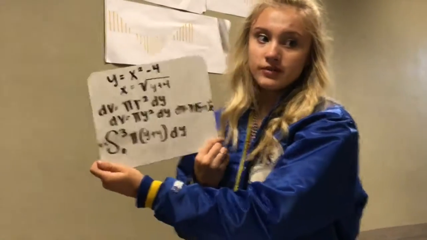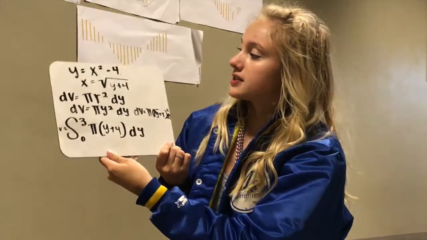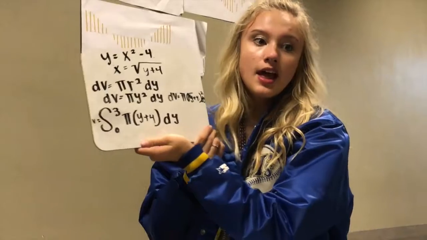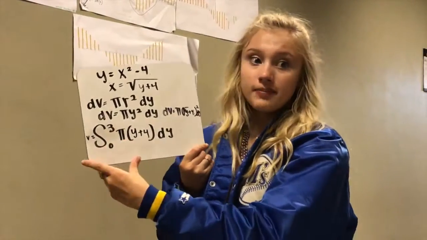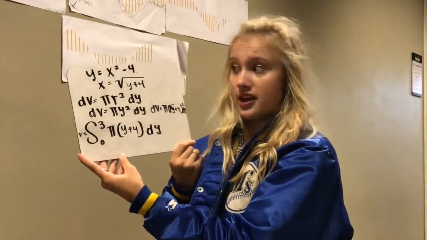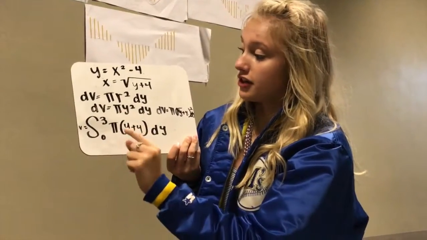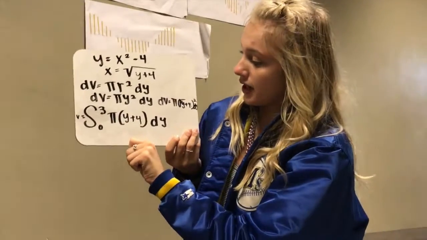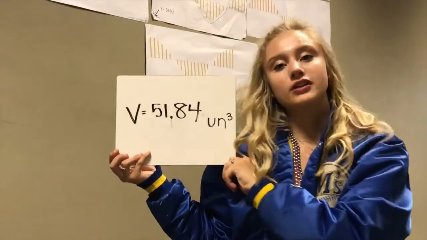I know I wanted it in terms of y because the thickness is dy. So I solved for x and got x equals the square root of y plus 4. Then I set up my volume equation. I know my limits of integration are 0 to 3 because on the original graph it went from y equals 0 to the line y equals 3. I then plugged that all in, so I had volume equals the integral from 0 to 3 of pi times y plus 4 dy, resulting in the volume of the solid equaling 51.84 units cubed. I don't know, Dwight. This looks pretty legit.